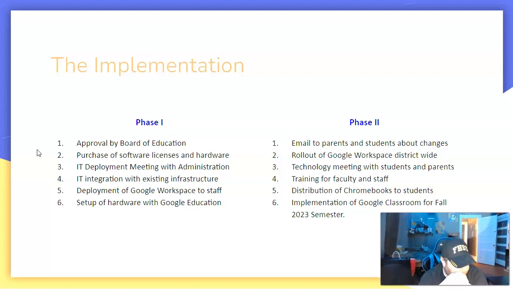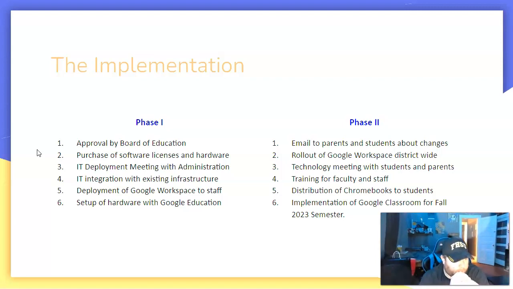The final part of the software work will be the deployment of Google Workspace to staff. We would like to see this done probably in the mid to late summer so that the staff would have time to prepare for the oncoming fall semester. And then the last part of phase 1 would be the setup of hardware with Google Education. This would pretty much be the setup and imaging of the Chromebooks to have them ready for deployment in the fall of 2023.